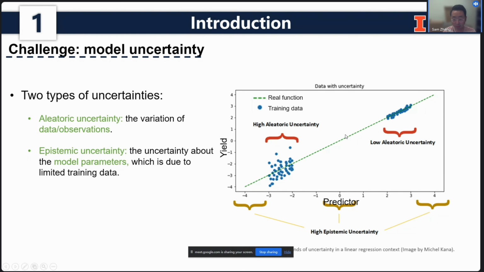For the middle part, there is no training data. That causes a problem. If you do not have any training data here and you want to predict the crop yield in this range, the uncertainty will also be very high. So what we want to do is to distinguish those uncertainties and quantify them.